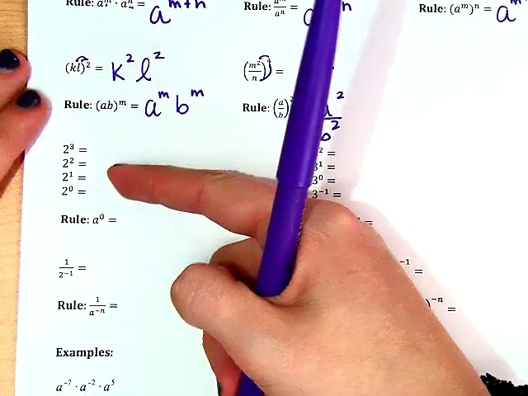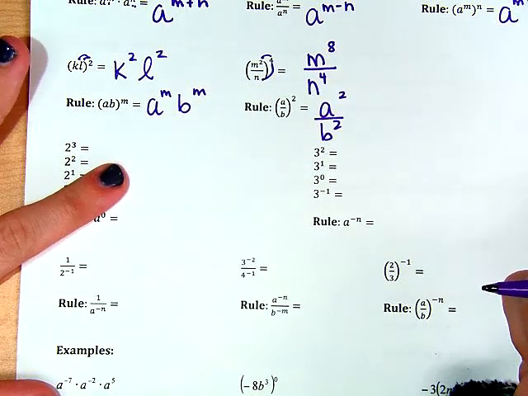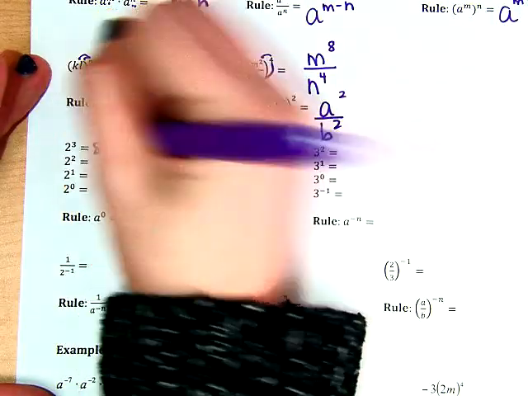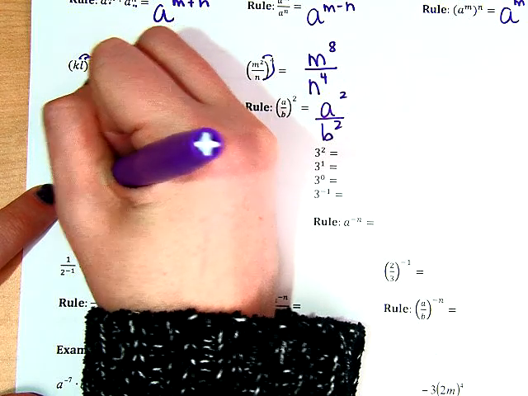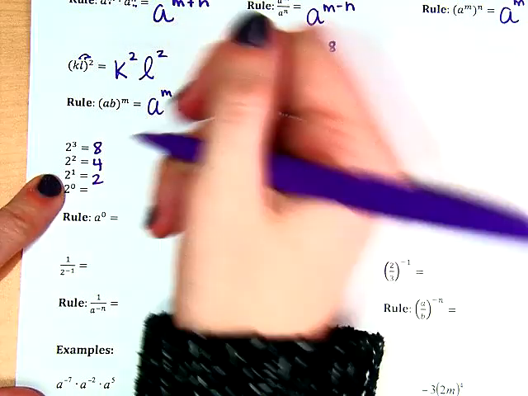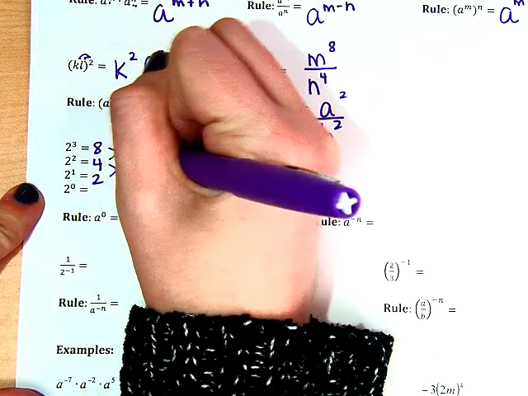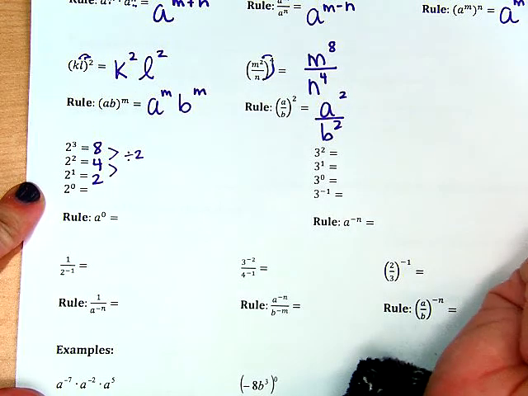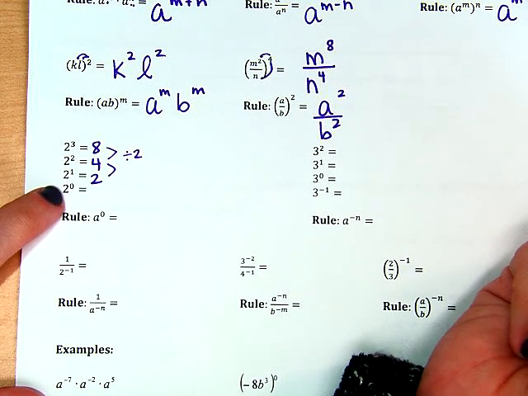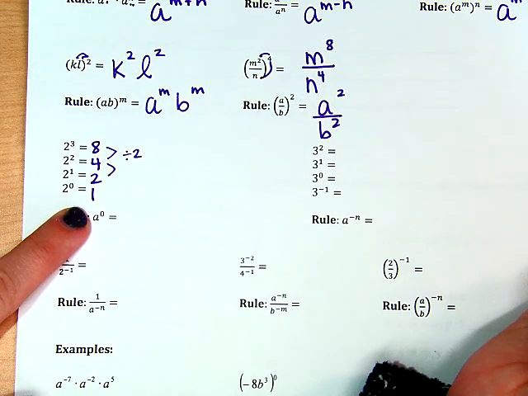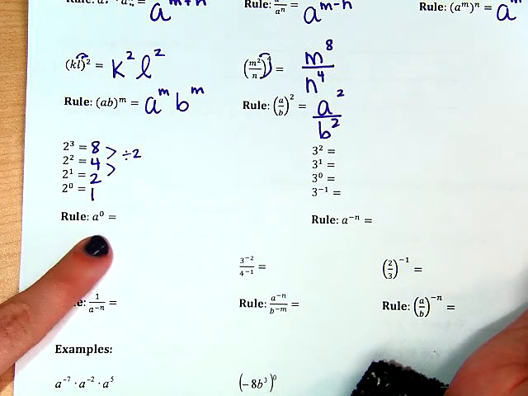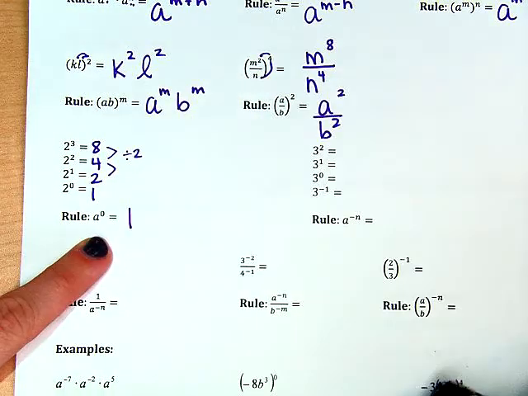But if we notice, 2 to the 3rd power is 2 times 2, which is 4, times 2 gives me 8. 2 squared is 4. 2 to the 1st is 2. If you notice this pattern here, it's dividing by 2 each time. So if I keep following that pattern and do 2 divided by 2, I get 2 to the 0 power to be 1, which is true. Anything to the 0 power is 1.